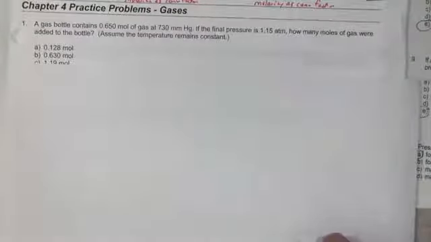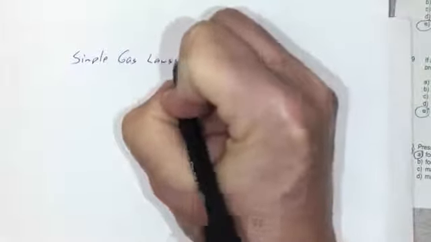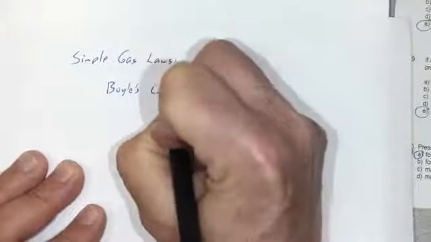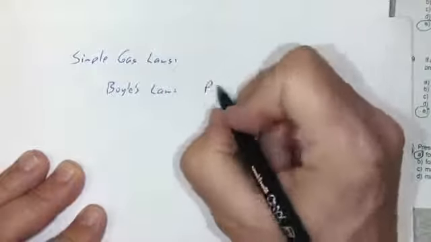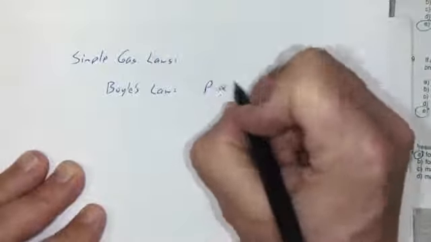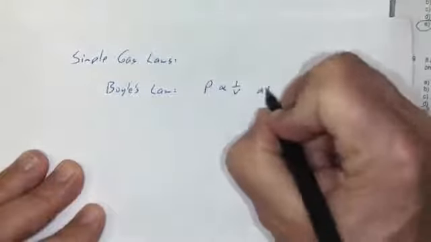Okay, so first of all, we have some of the simple gas laws. Here are some of the simple gas laws that you need to know. First of all, we have Boyle's law, which says that the pressure of a gas is inversely proportional to volume at constant temperature.